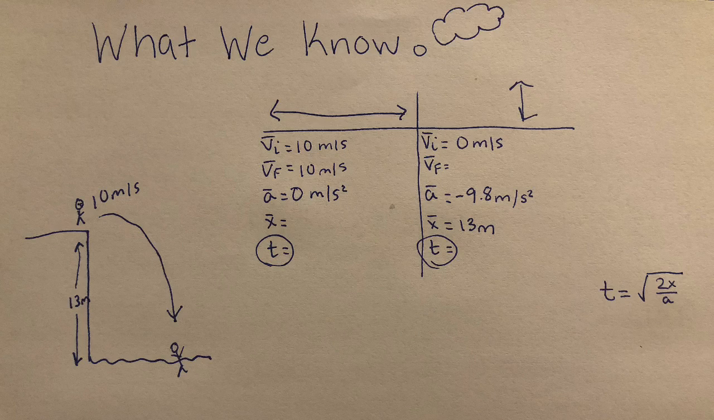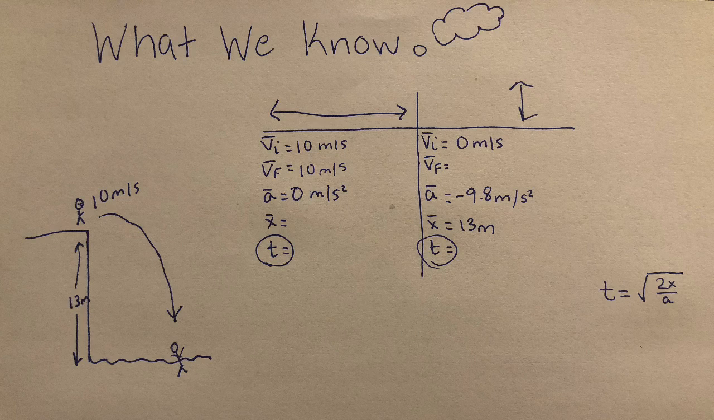Now for the vertical side of our chart, we know that the initial velocity is 0 meters per second, and the acceleration is negative 9.8 meters per second squared because it's vertical and it's going down because of gravity. The problem also tells us that the vertical displacement is 13 meters because that's the height of the cliff. We don't know the time. The first thing we want to do is find the time so that we can use that to figure out the rest of our problem.